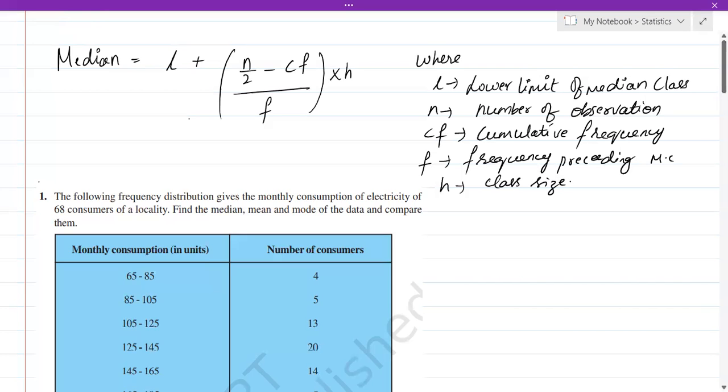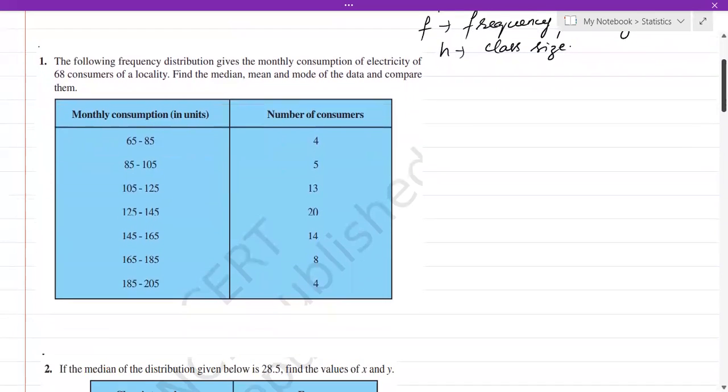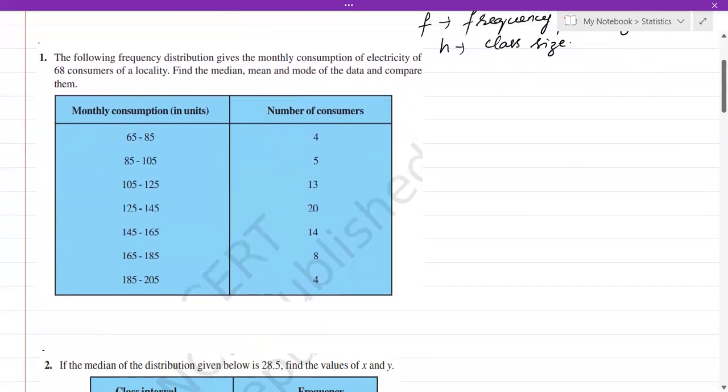Now let's understand this with an example, or let's solve the first problem itself. The first problem: the following frequency distribution gives the monthly consumption of electricity of 68 consumers of a locality. Find the median, mean, and mode of the data and compare them. Mean and mode, you can do by yourself because we have done many problems on that. So let's concentrate only on the median.